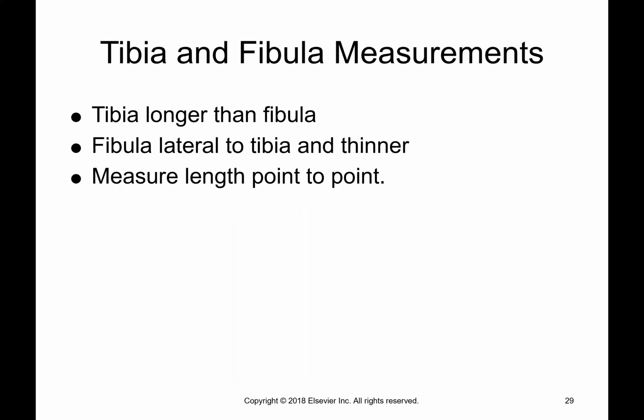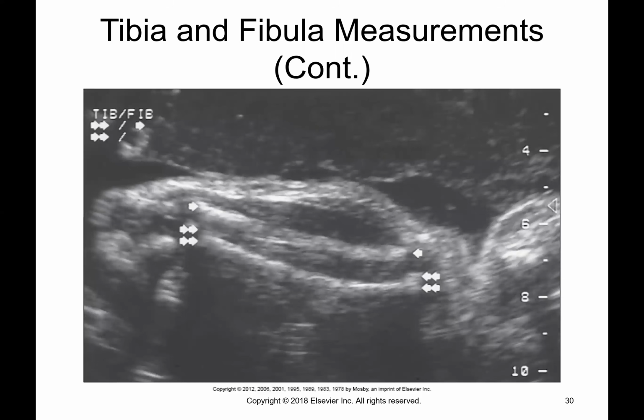These are not measurements that we do all the time in the general population, but if there is a concern about a skeletal dysplasia or growth of the baby's bones, we start doing measurements of all the long bones. And the first one we do would be the tibia and the fibula. The tibia is longer than the fibula. The fibula is lateral to the tibia and thinner. And you measure length point to point. So we would start measuring all the long bones of the baby, which you can imagine is kind of hard when they're jumping around in there, making sure they're on the right leg and the left leg. So sometimes measuring all these bones can take a little bit of time.